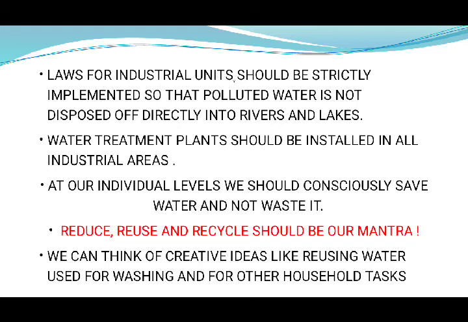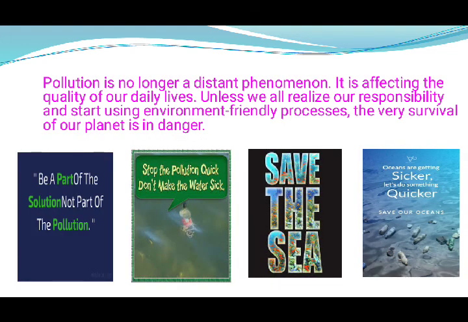For this, reduce, reuse and recycle should be our mantra. We can also think of certain creative ideas like reusing water used for washing and for other household tasks. If we keep on using water which has been used once, then such creative ideas can help in reducing as well as reusing the water again and again. So it is the need of the hour that we should control water pollution as well as save our water.